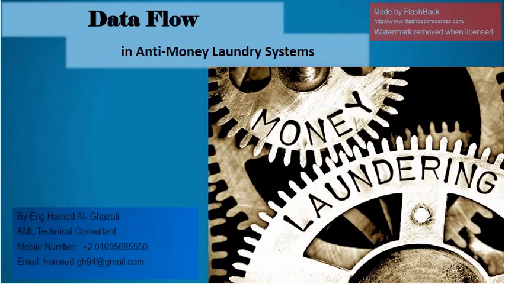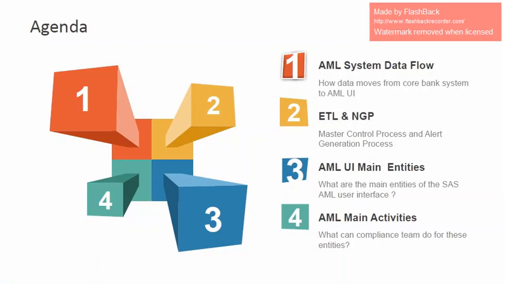Today I'm gonna talk about a very important topic in anti-money laundering automated systems, and this topic is the data flow. So let's give it a go. First, I'm gonna talk about the AML system data flow, how data is flowing from the source system, the bank system for example, to the portal, the AML UI system. Second, I'll talk about ETL and NGP.